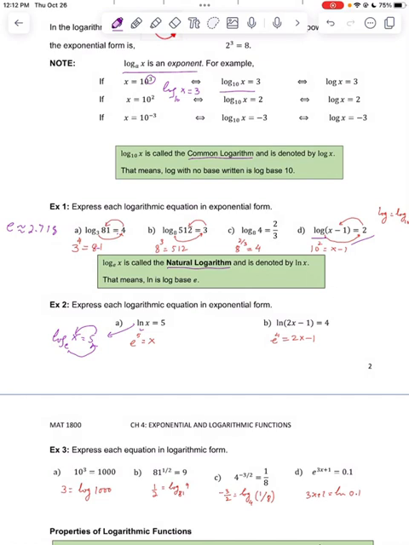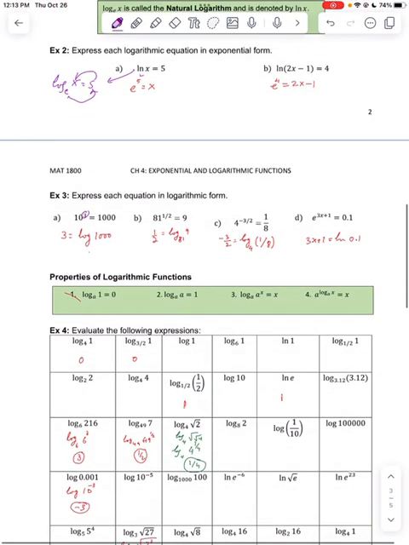So I start with the exponent. I say 3, which is the exponent, is equal to, and we know that the base is 10, so 3 is equal to log base 10 of 1000, but for base 10 we don't write it, so it's like 3 is equal to log of 1000. Then next one, again power or exponent, 1/2 equals log base 81 of 9, and so on. You should be able to see this.